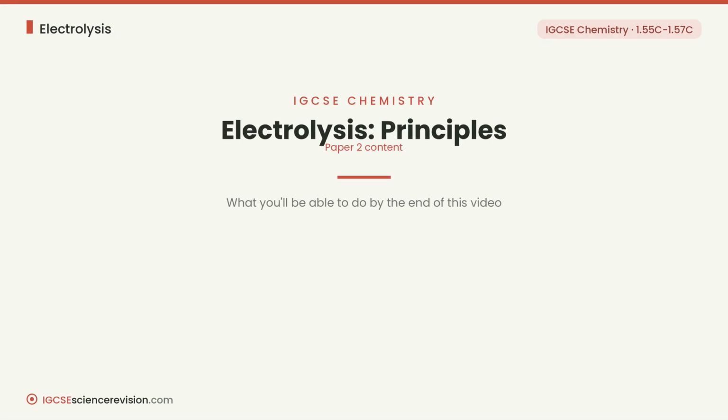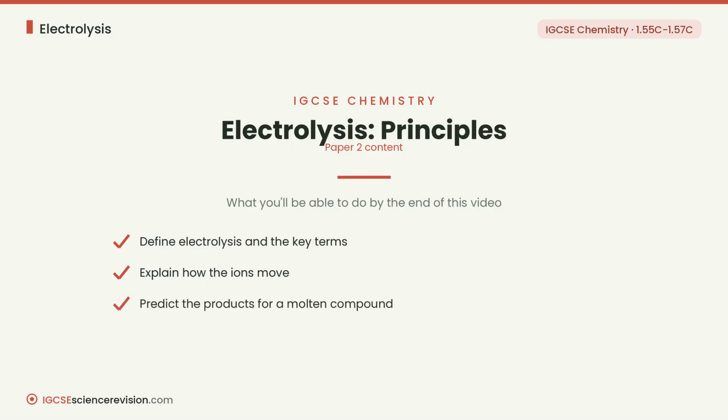In this video, we'll look at the principles of electrolysis. This is Paper 2 content for IGCSE Chemistry. By the end, you'll be able to do three things. First, define electrolysis and its key terms. Second, explain how the ions move. And third, predict the products when a molten compound is electrolyzed.